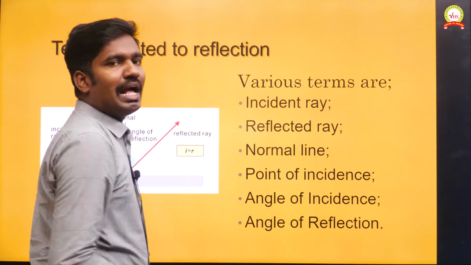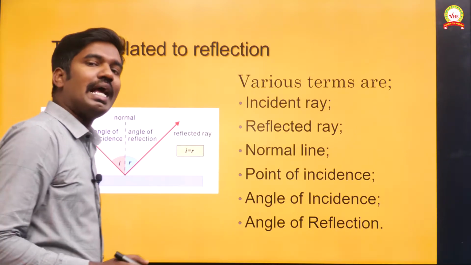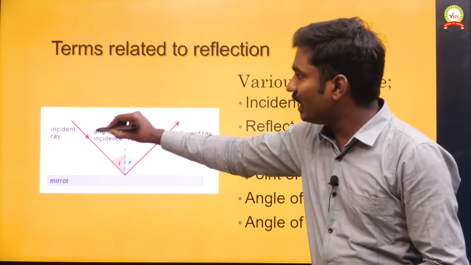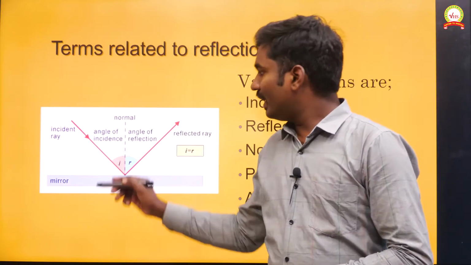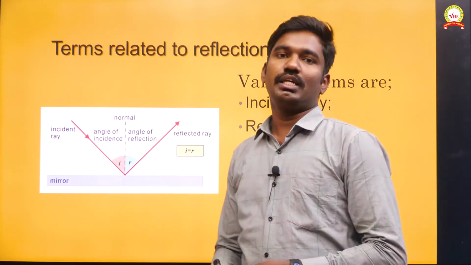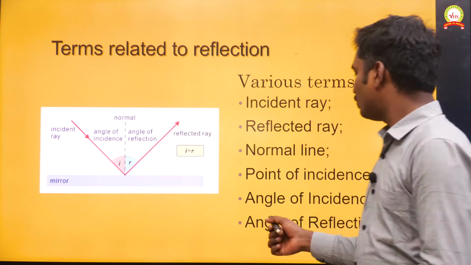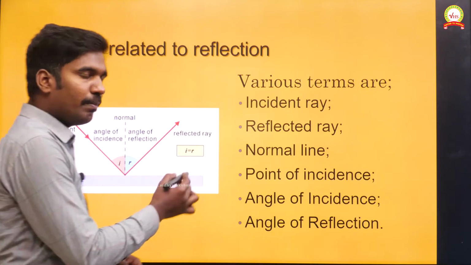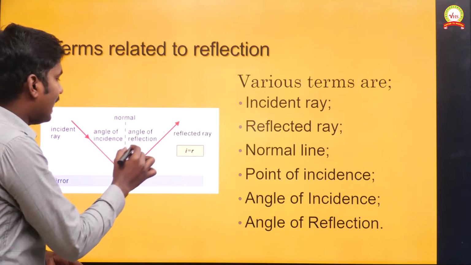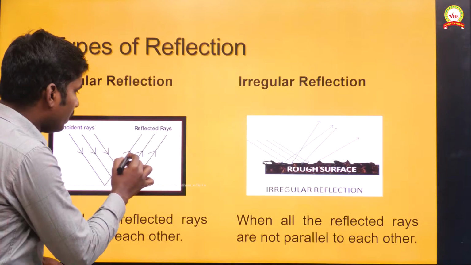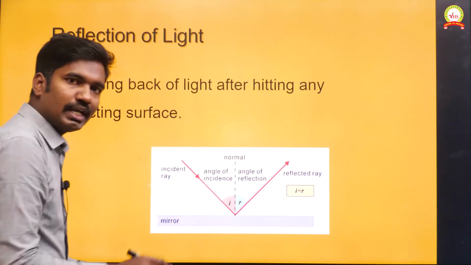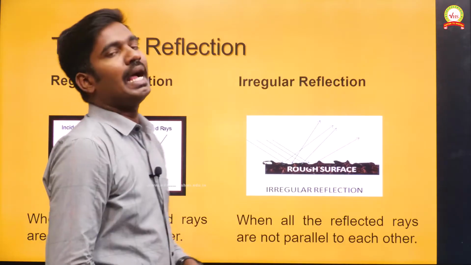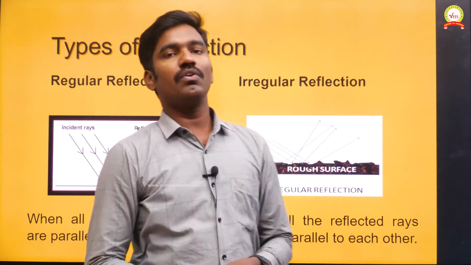And the next term is the angle of incidence. What is the angle of incidence? The angle which is formed between the incident ray as well as the normal. That angle is called the angle of incidence. And the next one is the angle of reflection. That means the angle which is formed between the reflected ray as well as the normal. This angle is called the angle of reflection.